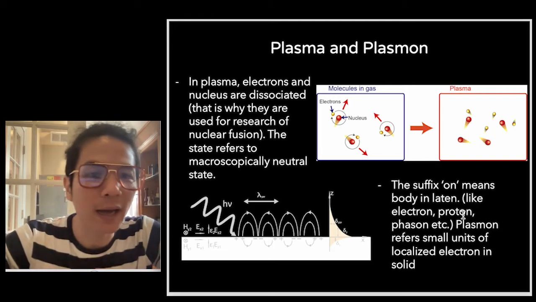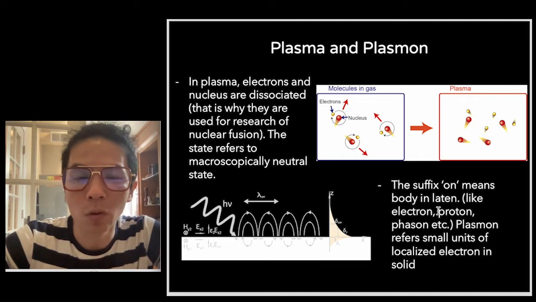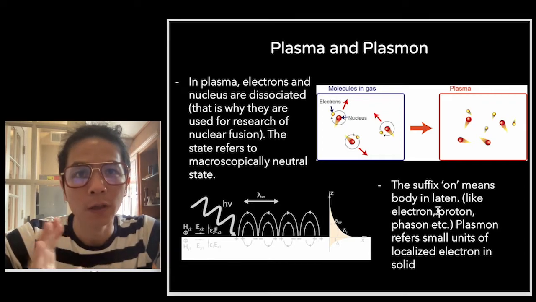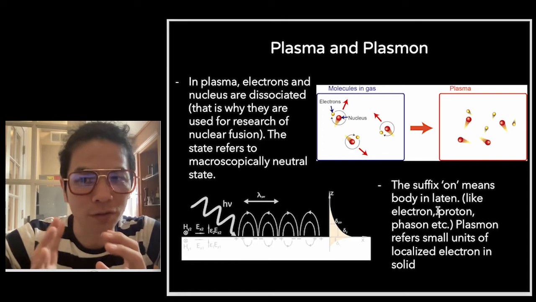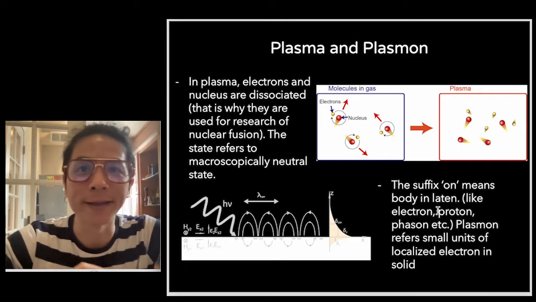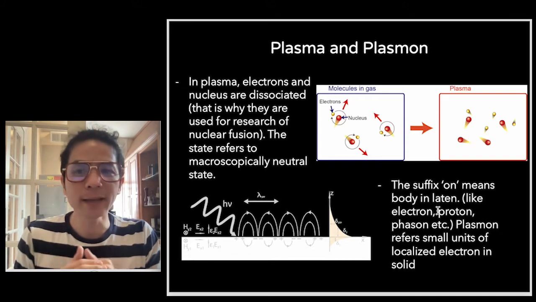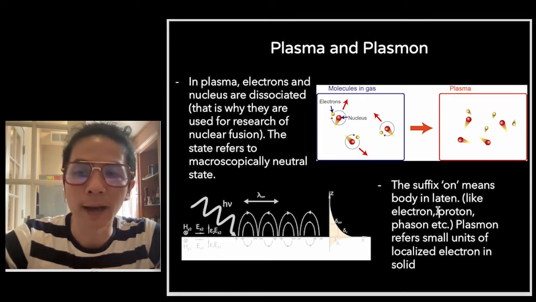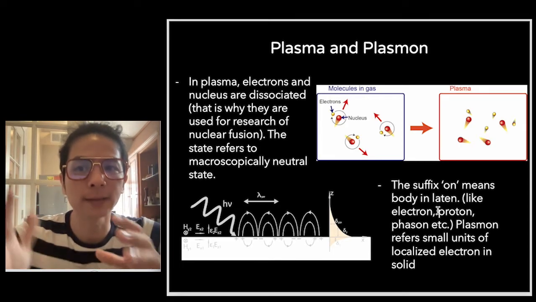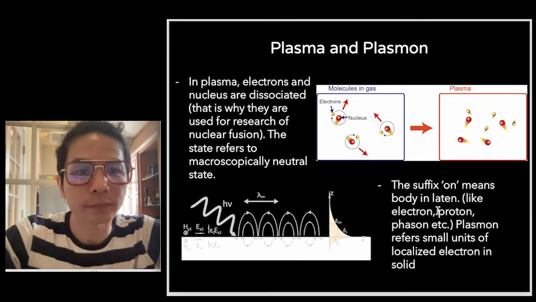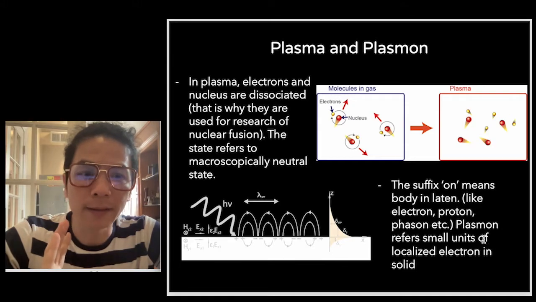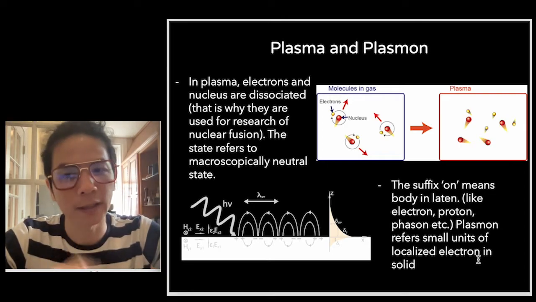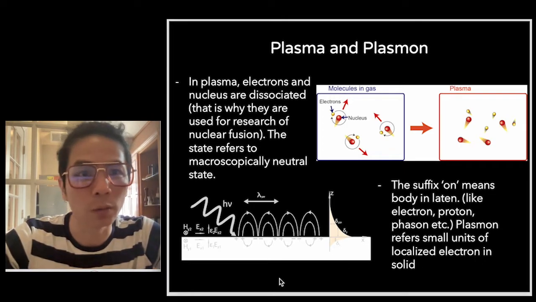So here I put some examples: electron, proton, or phason. If you study quasicrystals, one unit concept of the phase is called a phason. Like this, the suffix -on in Latin means body, so you can take it as one state of body. So plasmon refers to the small unit of localized electrons, especially in solids. This is the definition of plasmon.